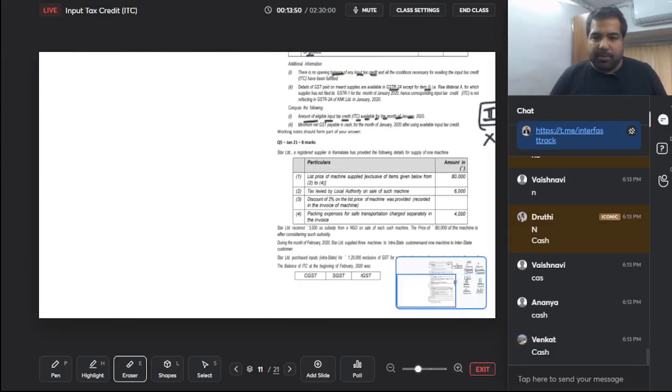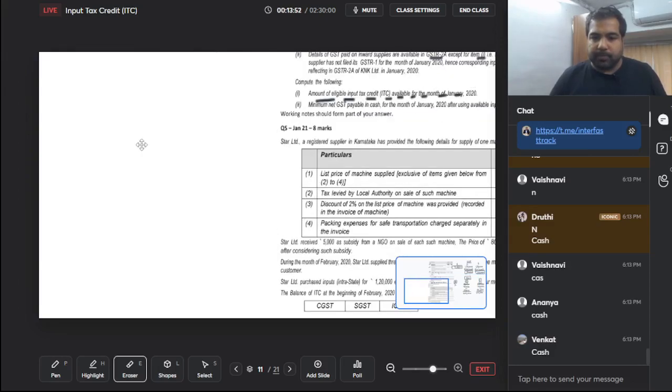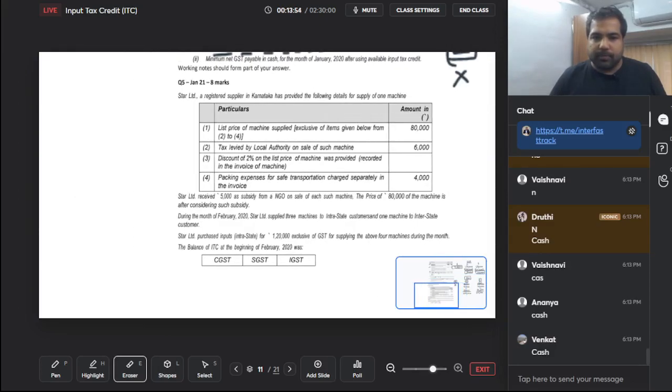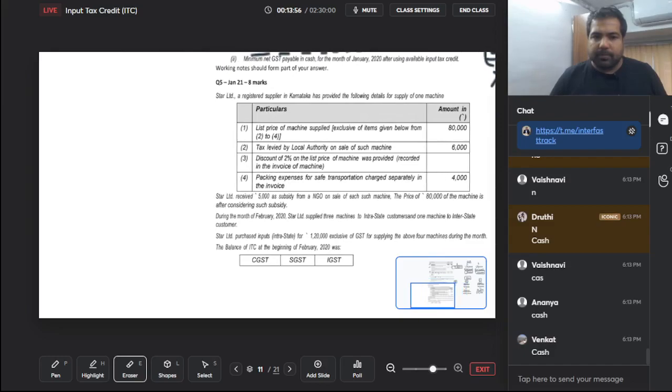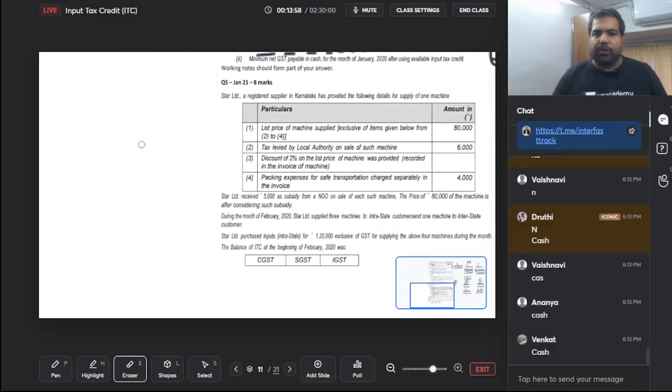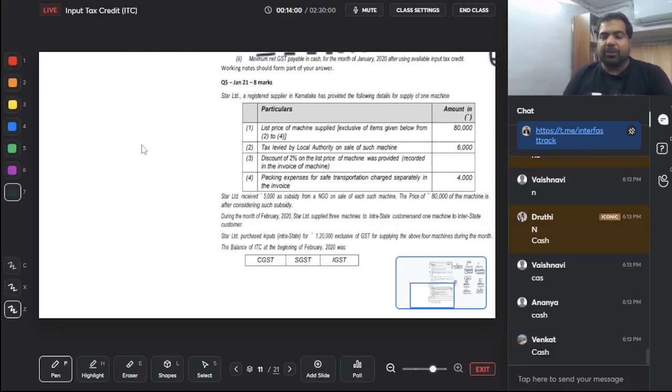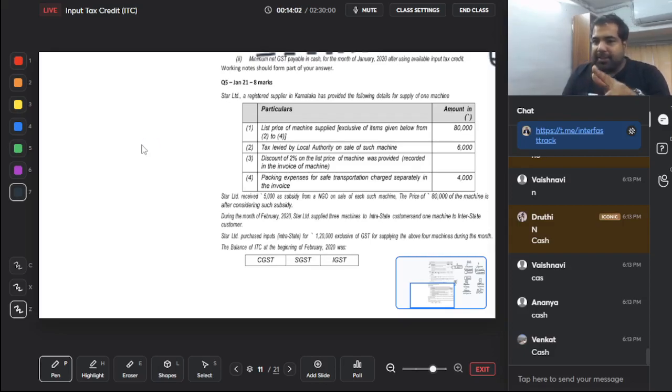Let's move to this sum now. Everyone, good question here. This is a combination of value of supply and ITC both. So let's see if your value of supply concepts are still intact. Star Limited, a registered supplier in Karnataka, has provided the details of supply of one machine. Guys, this is a supply. Supply leads to liability, but this is the value of supply we need to find out.